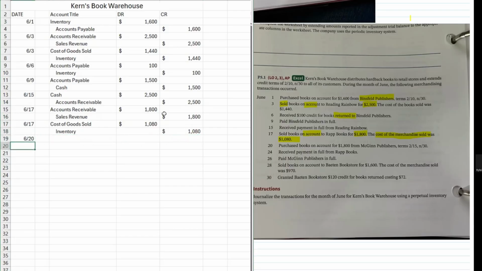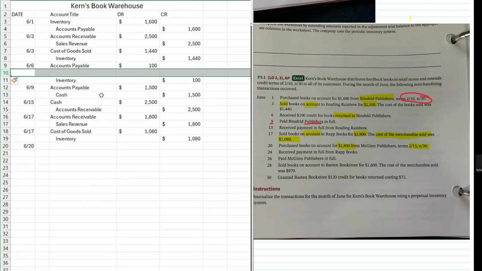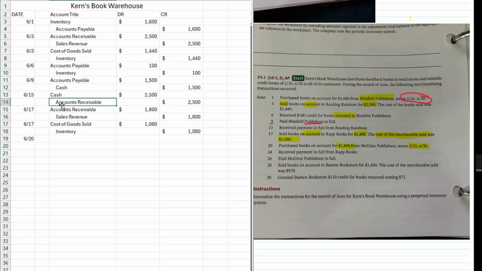So moving on, we got June 20th. Purchase books on account from McGinn Publishers. Terms 2/15. Wait, hold on. I completely skipped this part. So we purchased books on account from Binsfield Publishers. So we paid that on the 9th, within the 10 days. So we get to take a percent out of that. So insert inventory, right? Or no, I did it backwards. Right, wrong thing.